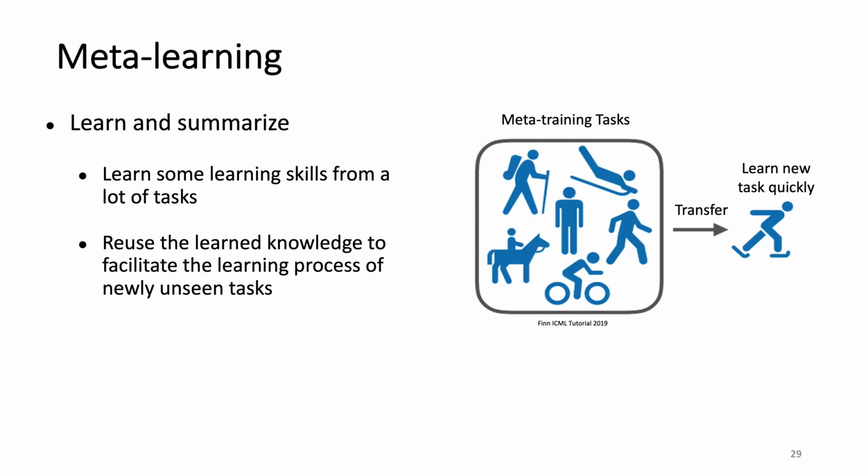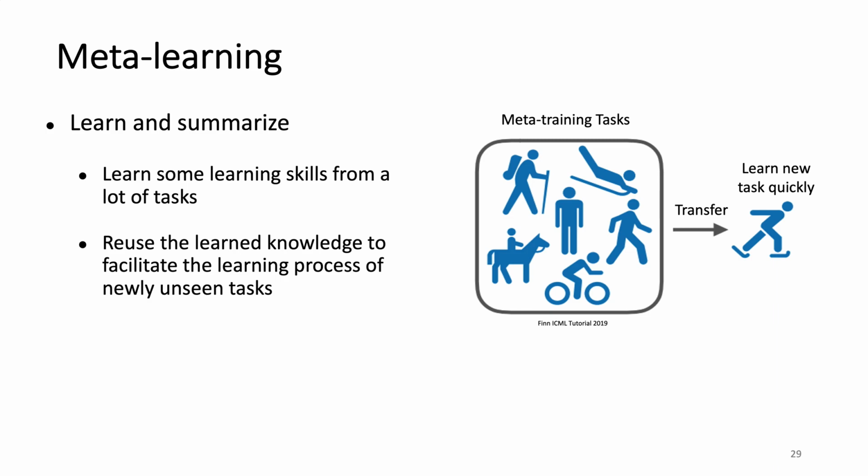Let's start. In meta-learning, our goal is to learn and summarize skills from the meta-training tasks. It is as if we learn a lot of new skills from the meta-training tasks, and we know how to learn a new skill. Then we reuse this learned knowledge and transfer it to facilitate the learning process of the new task. And in the new task, we only need maybe a few trials in reinforcement learning and a few samples in supervised learning.